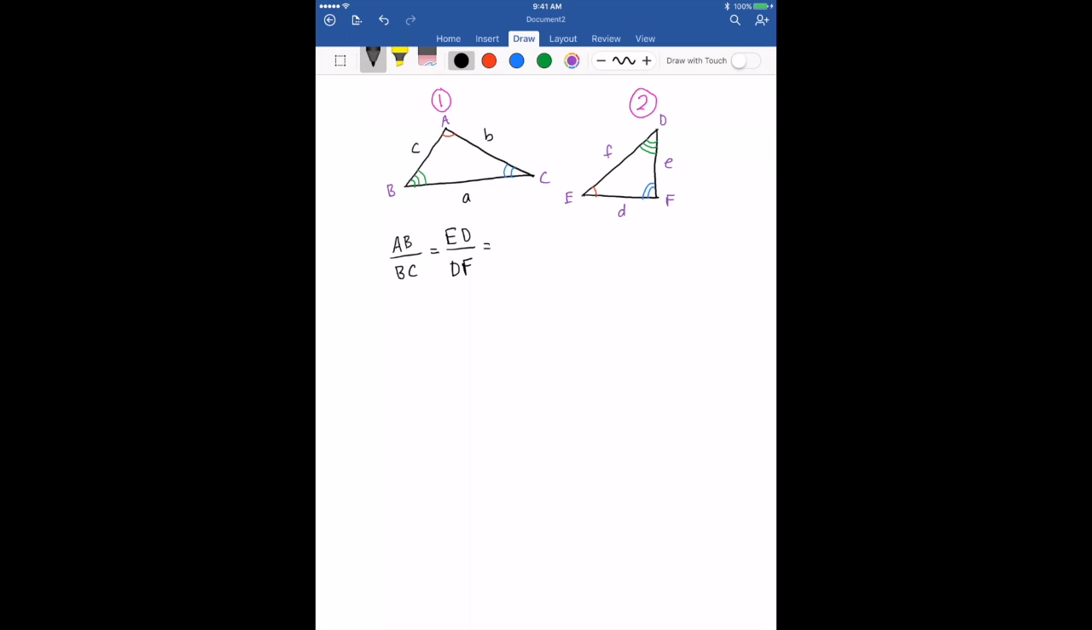Now, in triangle 1, AC connects the blue angle and the red angle. In triangle 2, the blue angle and the red angle are connected by side EF. And that is how we obtain these side ratios for similar triangles.